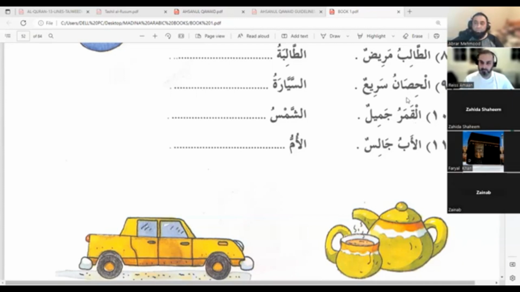Okay. Al-hisanu sari'un. Al-hisanu, the horse. The horse is fast. Then it will come as-sayyaratu sari'atun. The car is fast. Yes, I like that one at the end. So is it sari'atun or what is it? The ending of that word.